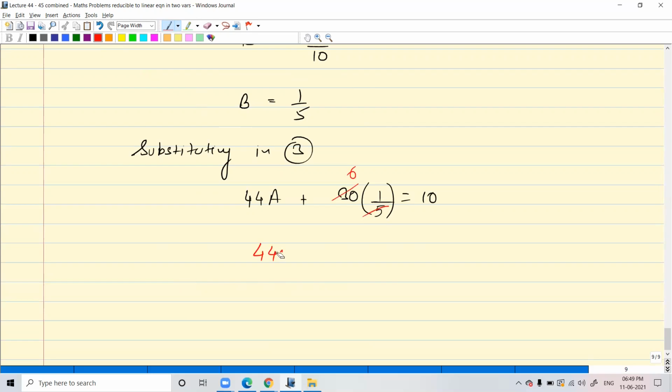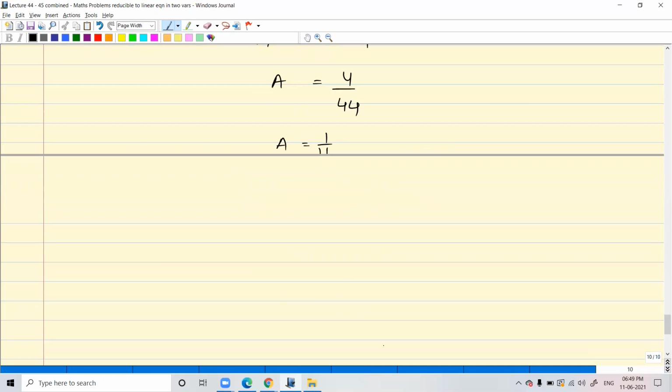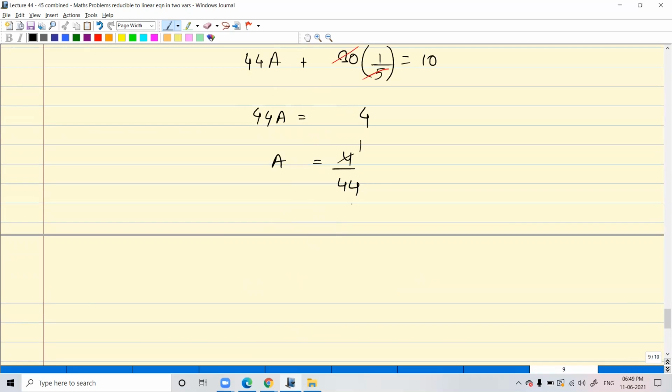44a is equal to 10 minus 6. There's only 6 remaining. I'm sending 6 to the other side. So 10 minus 6, can I write directly as 4? Is everyone okay with that? Yes, sir. So 4 by 44. So it will become 1 by 11. I got my mistake, sir. Okay, sir, at the last. Okay, that's good. So Karan, what about you? Did you find out? Yes, sir. Somewhere in the middle I missed it.